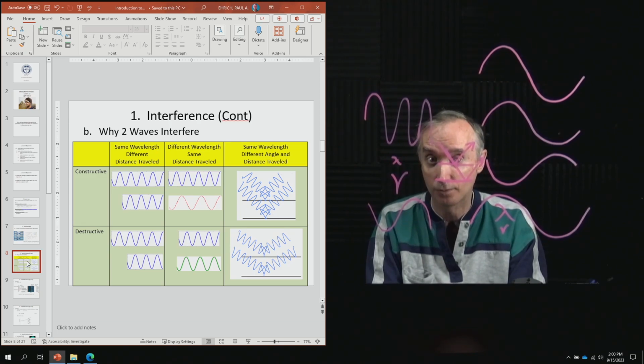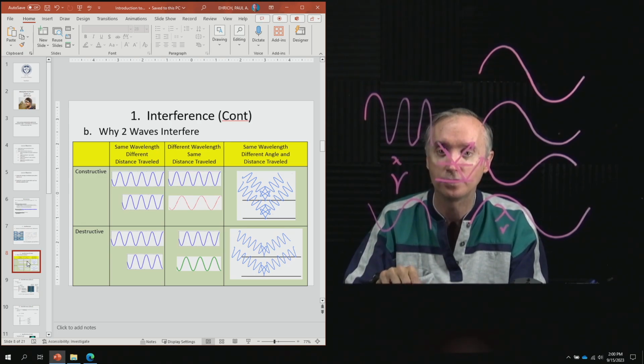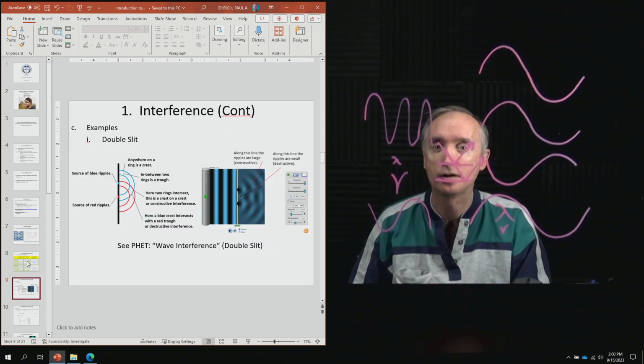And so we're going to take a break, and when we come back, we're going to talk about the double slit method of producing interference.